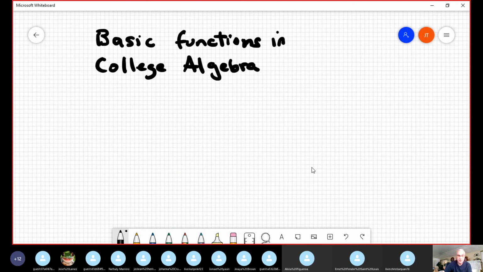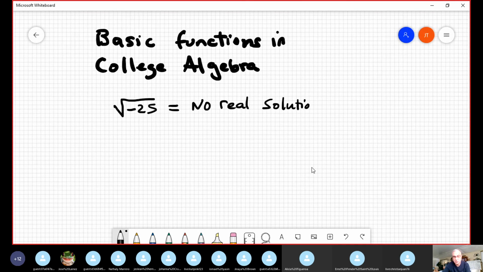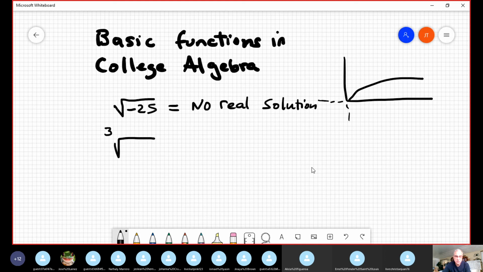Okay, look at that. I know very well because I passed test number 1. The square root of negative 25 has no real solution. That is the reason in the graph of the square root function we have no negative part, only positive. However, cubic root, yes. For example, the cubic root of negative 27 is negative 3, and negative 3 is real.